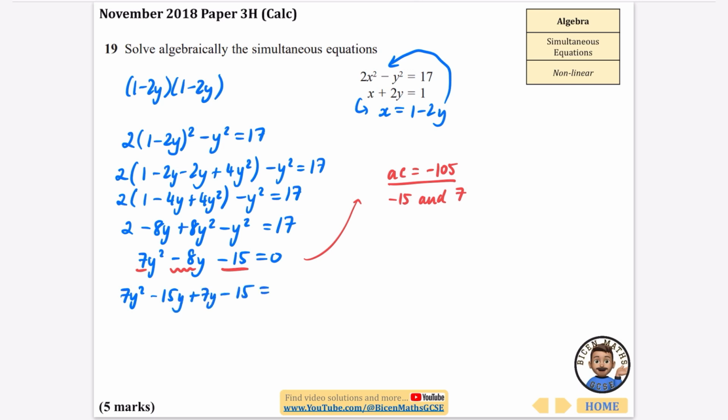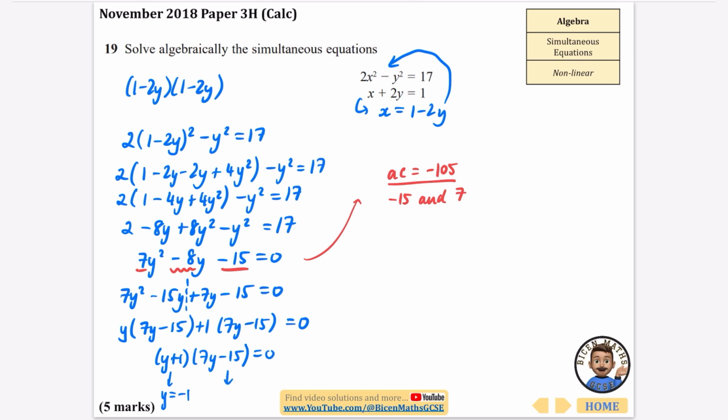Minus 15 equals 0. We factorise the first part, where the highest thing they have in common is just a y, which leaves me with 7y minus 15. And we need the second part to also have a 7y minus 15, which means it's just a plus 1 that we've got here. So the brackets are y plus 1 and 7y minus 15. This tells me that y is equal to minus 1, and this tells me that y is equal to 15 over 7, because we need that bracket to equal 0 or that bracket to equal 0.